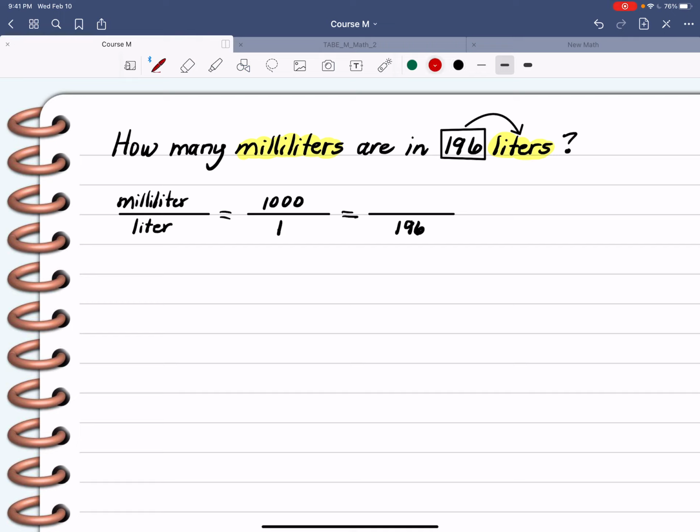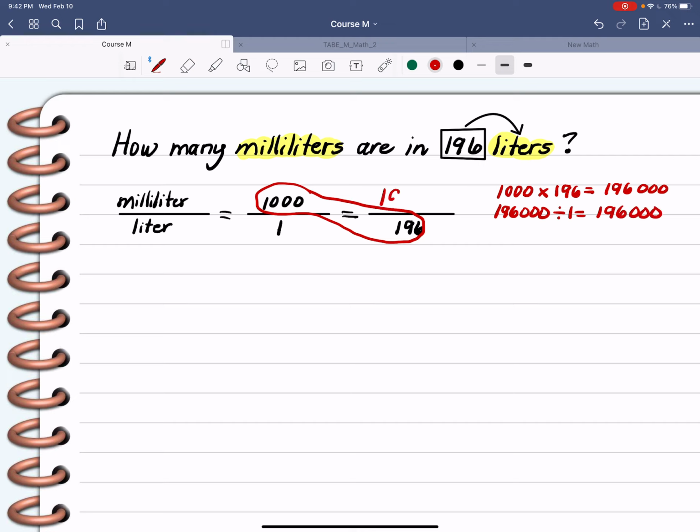And then it's a matter of doing the math. Draw the peanut. And that will keep you from dividing the wrong way. So 1,000 times 196, that's 196,000. Divided by 1 is going to not change the number at all. So there are 196,000 milliliters in 196 liters.